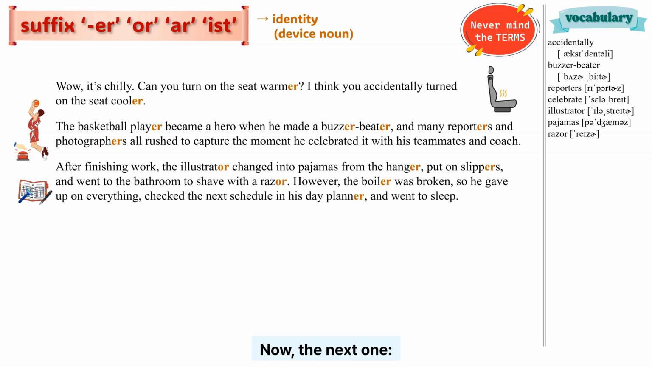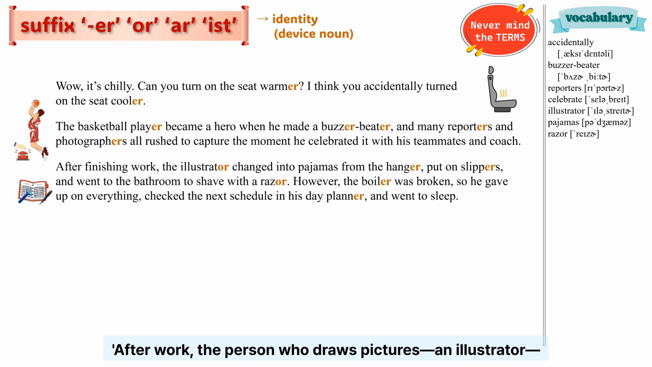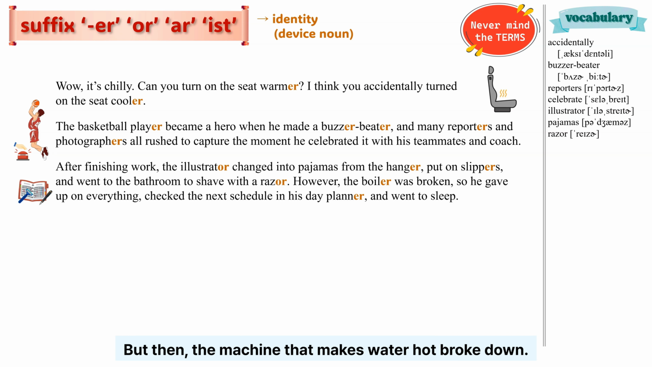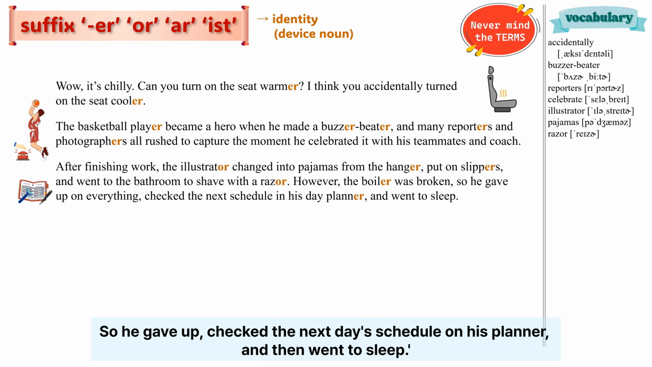Now, the next one. After work, the person who draws pictures, an illustrator, changed into pajamas, put on easy slip-on shoes, and went to the bathroom to shave with the machine that cuts hair on the face. But then, the machine that makes water hot broke down. So he gave up, checked the next day's schedule on his planner, and then went to sleep.